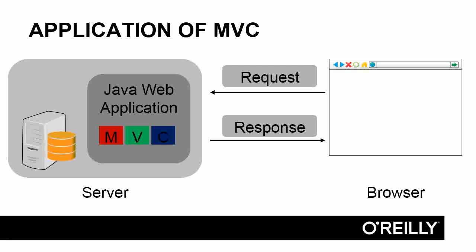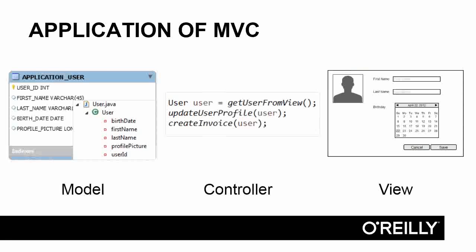So let's drill down and take a closer look at the MVC portion of this diagram. When we think about it, we need to look at the model. And the model is basically going to have the information that we use within our system stored in objects. And here you see we have an ER diagram for an application user, and then we also have a class from Eclipse, where we have a user class. And we see that we have a field for each database column.